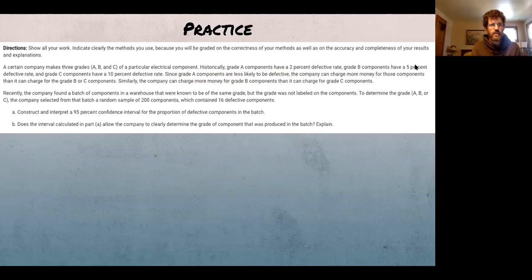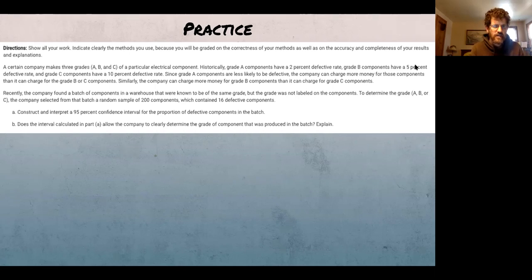We have a company that makes 3 grades of electrical component. Grade A components have 2% defective rate, B have 5%, C have 10%. And because A is the highest quality, they can charge more, B, they can charge a middle amount, and C, they can charge kind of the lowest amount for that. So they found a batch of components that were known to be of the same grade, but the grade itself is not labeled. So they're not sure if it's A, B, or C, but all of them are the same.